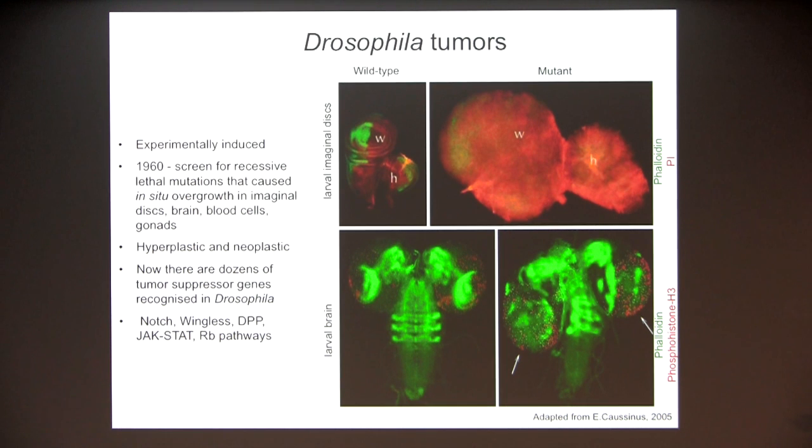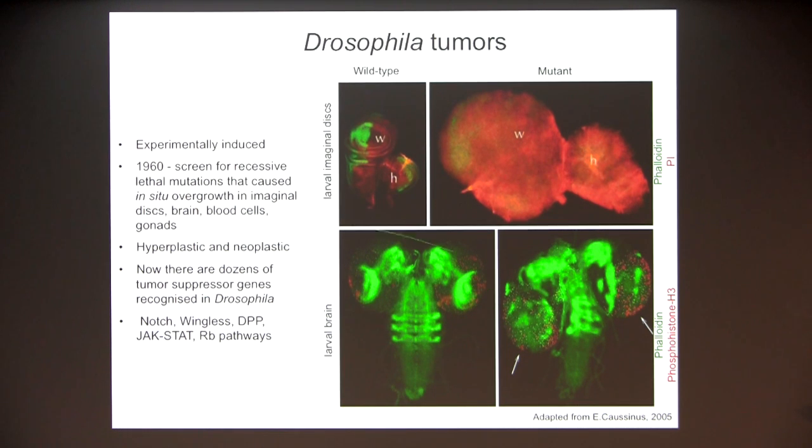Drosophila tumors have not been reported as naturally occurring tumors in nature until now. But Drosophila tumors can actually be experimentally induced by mutations in some specific genes. And most of those genes have been identified in a screen for recessive lethal mutations that caused in situ lethal growth in 4 different types of tissue in Drosophila. So it's in imaginal discs, in brain, in blood cells, and also in gonads.